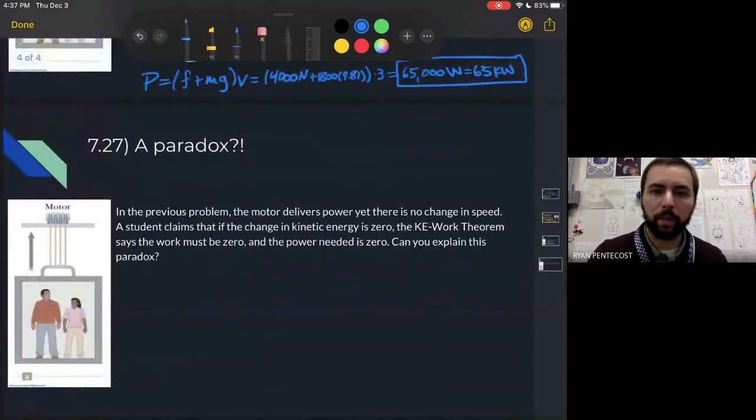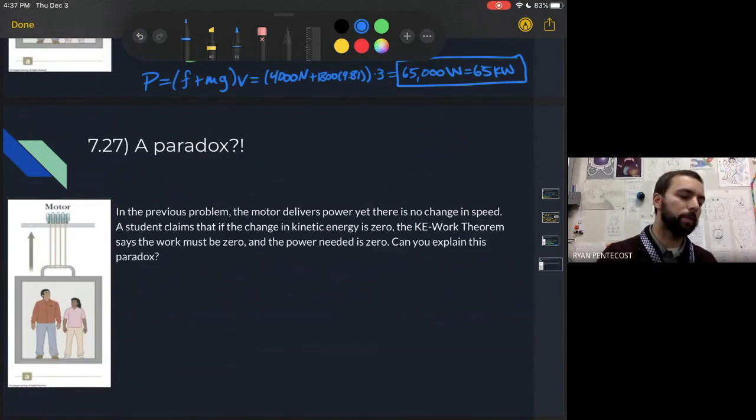However, last slide of the chapter, this paradox. In the previous problem, the motor delivers power, yet there is no change in speed. Right? Constant speed, no acceleration. A student now claims that if the change in kinetic energy is 0, then the work-kinetic energy theorem says that the work must be 0 also. And if the work is 0, then the power is also supposed to be 0. So how do we explain this?